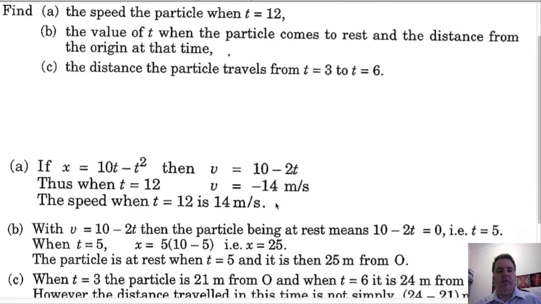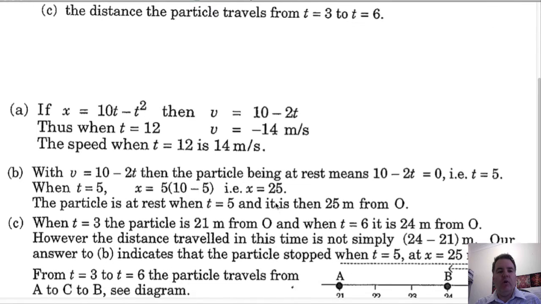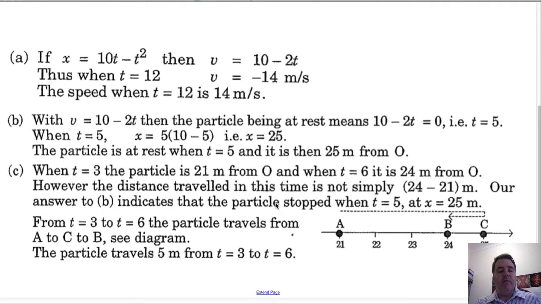Okay, here are the answers. The speed when t equals 12. Speed comes from the derivative, so we do the derivative, get 10 minus 2t and substitute 12 in there. The velocity is -14. That just means that it's heading to the left, if you're looking at your page. At exactly the moment t equals 12, the velocity is -14 meters a second. So even though its displacement may be positive, it can be heading to the left.